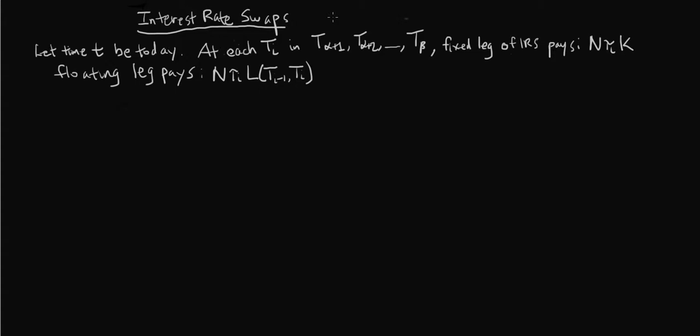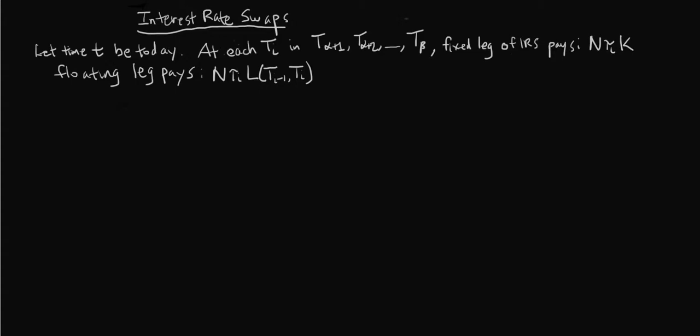They are basically used to swap. It's a transaction between two counterparties, and you're swapping a series of fixed cash flows for a series of floating cash flows, where the floating cash flows depend on a variable rate. Sometimes it'll be LIBOR, sometimes it'll be another rate.